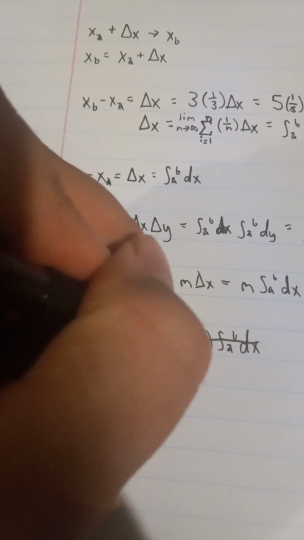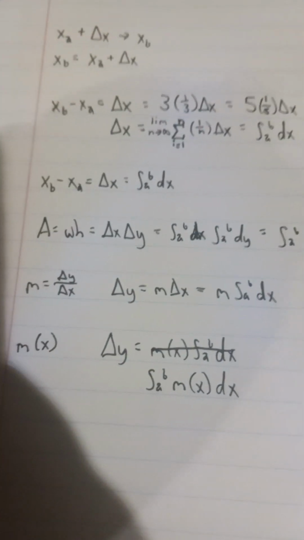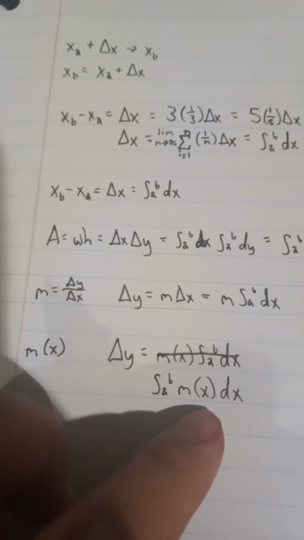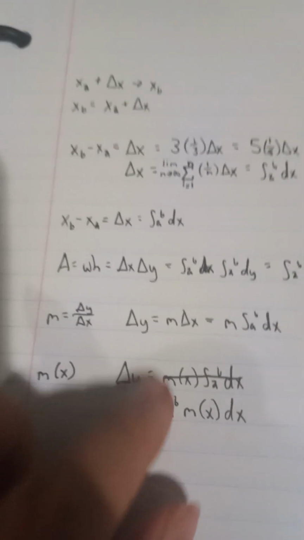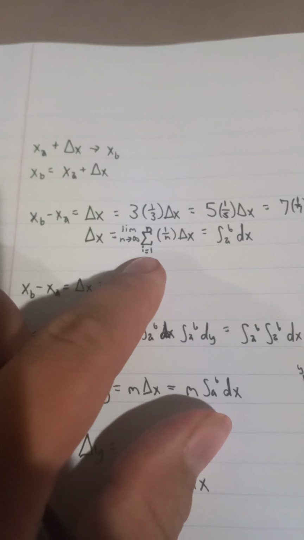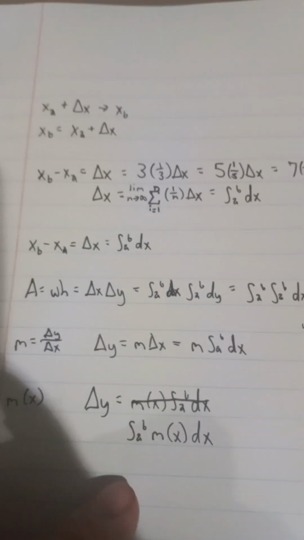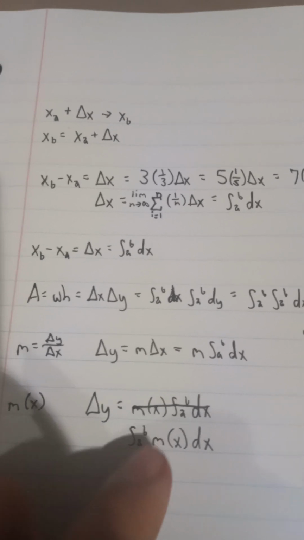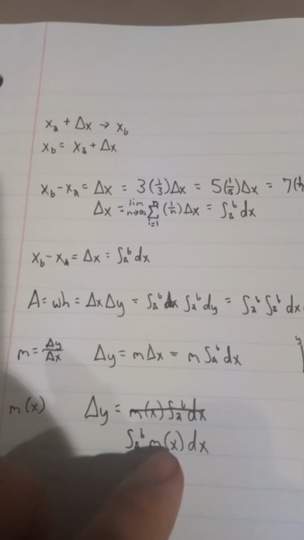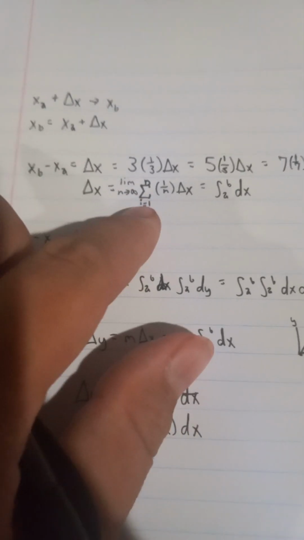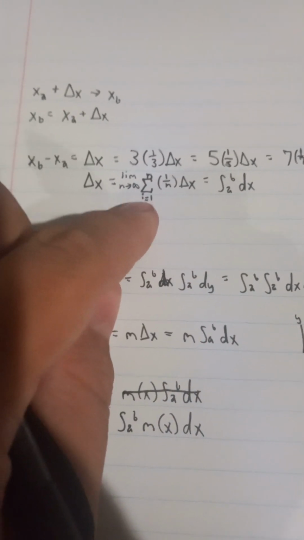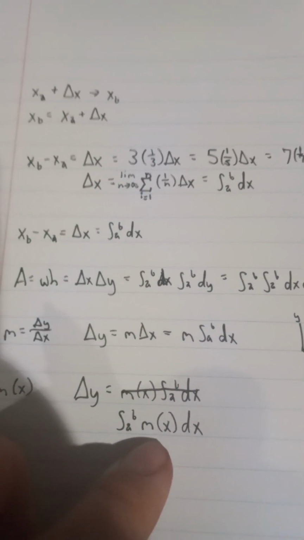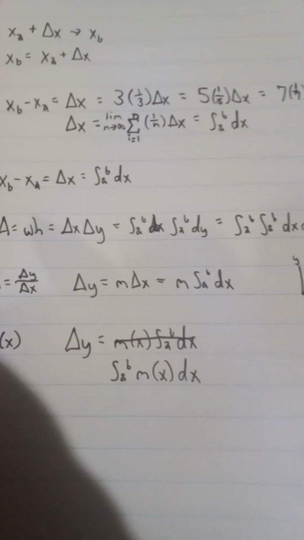Let's try it this way. Let's do a to b of m of x dx. Okay, so now this makes a whole lot more sense because remember, we're just iterating here from 1 to n. So we can imagine it's the first x, and then the second x, and then the third x, and then the fourth x. So this m of x is referring to basically the i-th value for m. So that makes more sense, right?